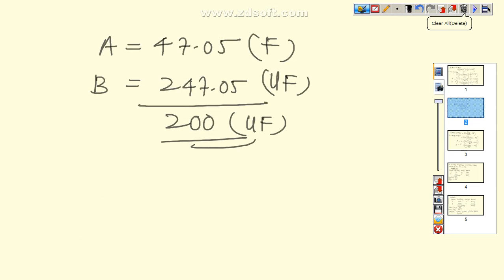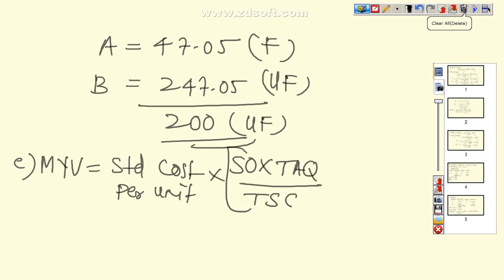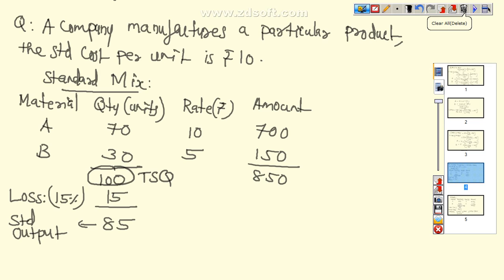So if the output is given, we have to apply the separate formula of yield variance, that is material yield variance is equal to standard cost per unit multiplied by standard output into total actual quantity upon total standard quantity minus actual output. Sometimes standard cost per unit might be given. According to this question it is given.